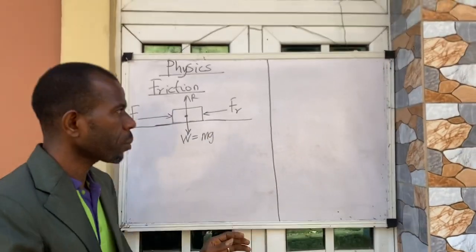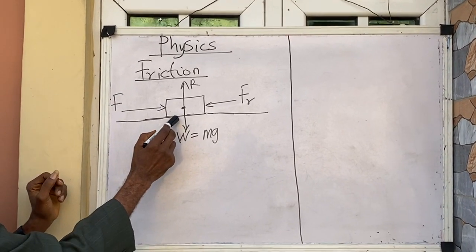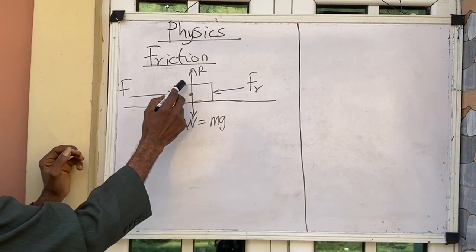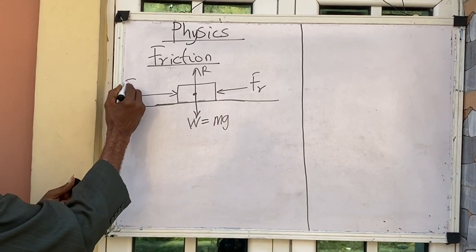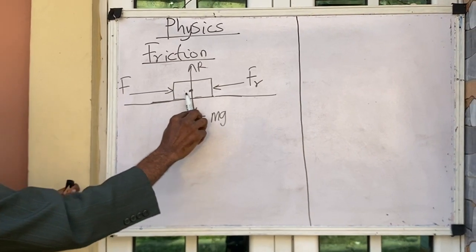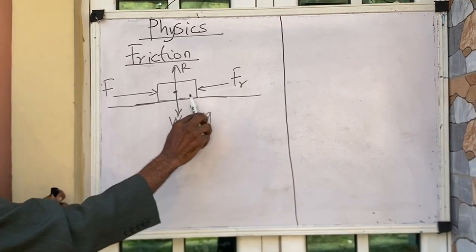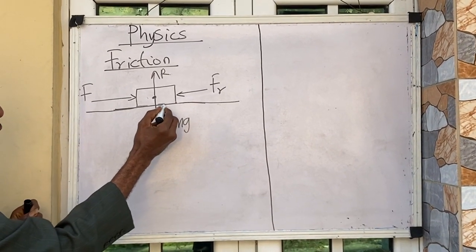Look at it. These are two bodies. Assuming this is a body, and this is a surface. Look at the body on this plane surface. There is a force here that is applied on this object. And when the force is applied on this object, it will cause the body to move. Look at it here, and this body is on a surface.